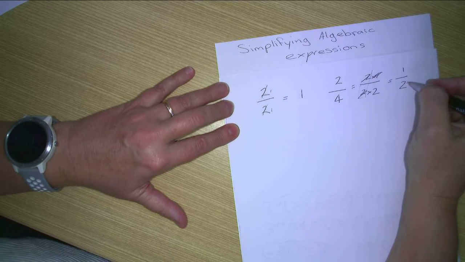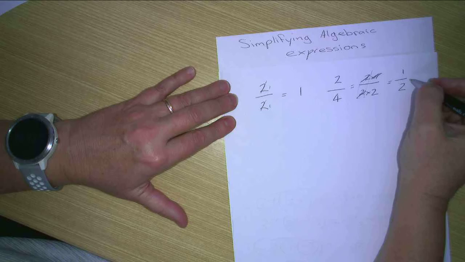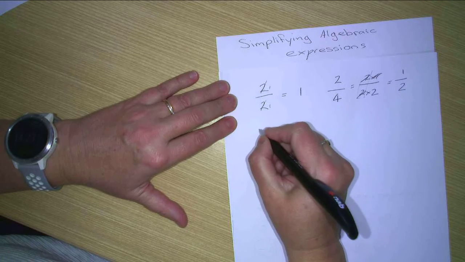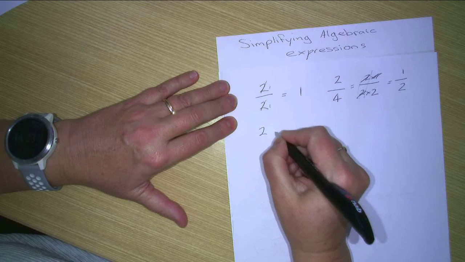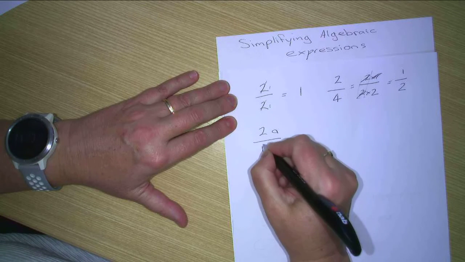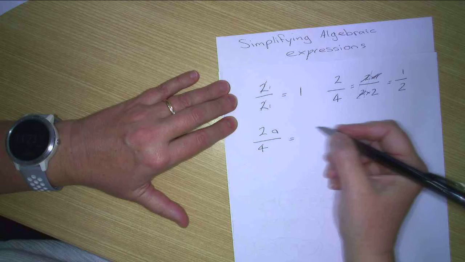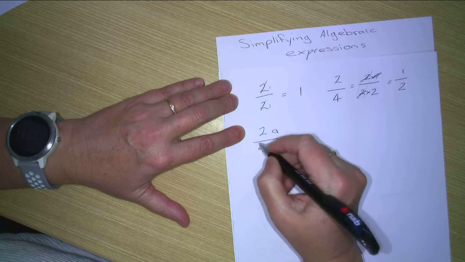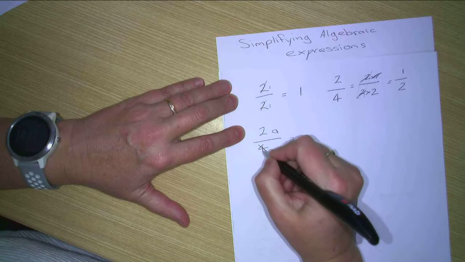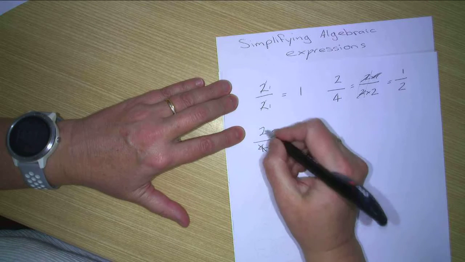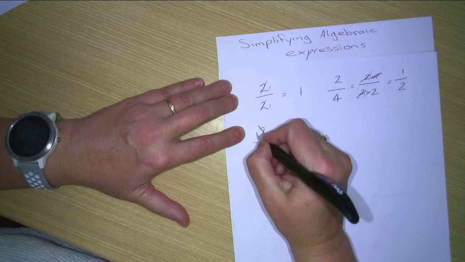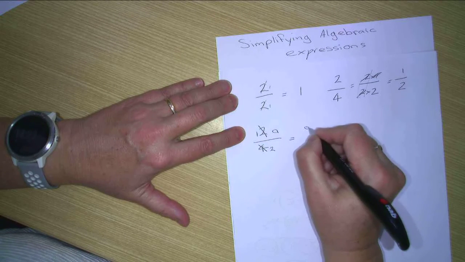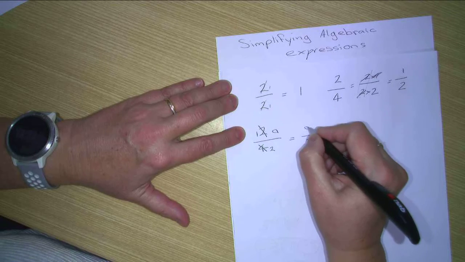Now when we do algebra, it's very similar. If I have 2a over 4, I can do the same. So I know that the common factor here is 2, so I can cancel 2 out of that. So divide 4 by 2, which leaves me with 2, and divide this by 2, which leaves me with 1. So I have 1a over 2, and I can just simply write that as a over 2.